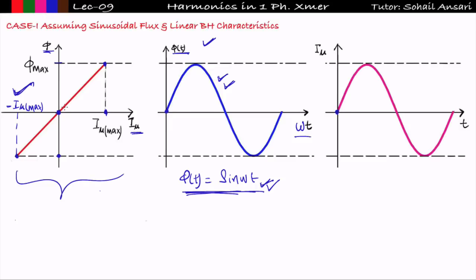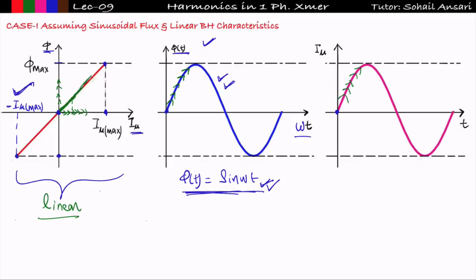Got it? Now see, here phi is increasing. So if phi is increasing, then the magnetizing current is also increasing. Phi is increasing along the y-axis, and correspondingly the magnetizing current is also increasing. You can see that, right? So if phi increases with respect to time, then the magnetizing current will also increase with respect to time in the same proportion, because we are assuming the BH characteristics as a linear characteristic.